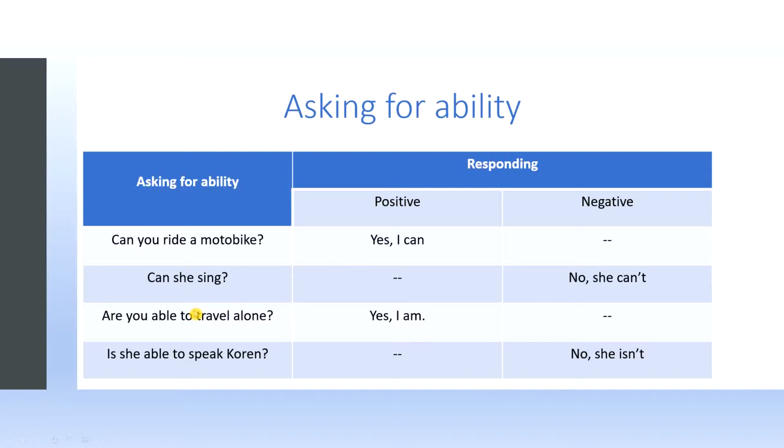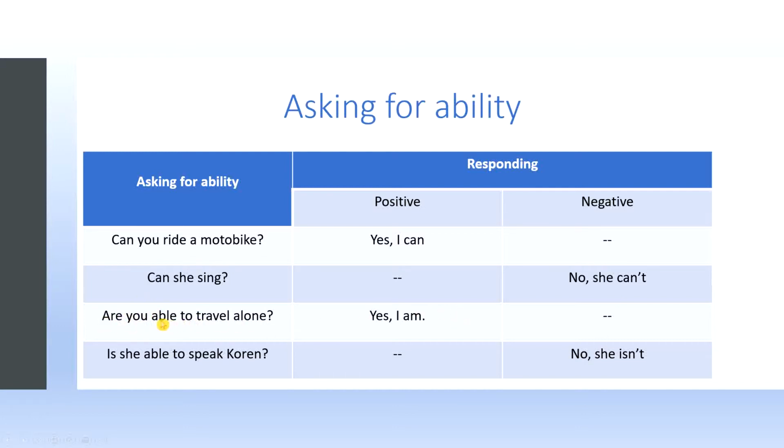Okay. For able to, are you able to travel alone? For me, yes, I am. What about you? Can you travel alone? Is she able to speak Korean? Here we need an A. Is she able to speak a Korean? No, she isn't. We don't say no, she can't, because we are not using the modal verb can here. We are using the be.